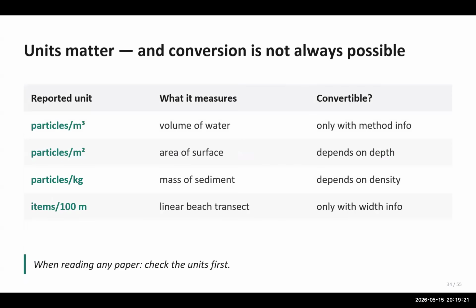Another thing that we need to consider from the methods is the units. Units matter much more than people think. Particles per cubic meter of water, we are measuring water volume. That is only convertible with method information. But for particles per square meter, per area, the conversion depends on whether we know the depth of the sample, because you multiply the depth by the surface and you will obtain cubic meters. So if we don't have additional information, sometimes we cannot compare results using different units.